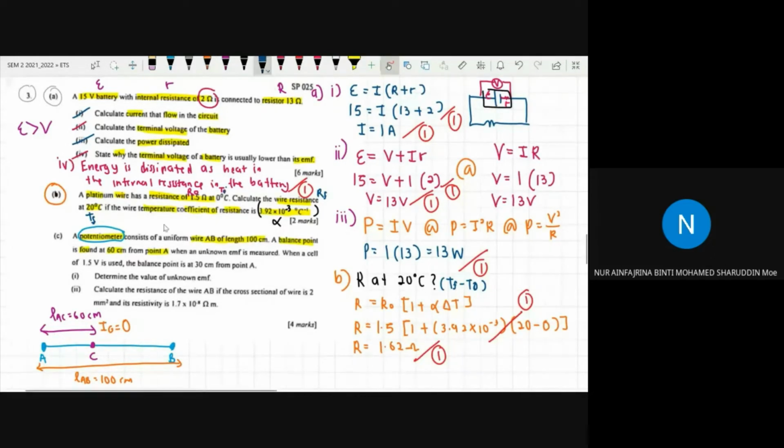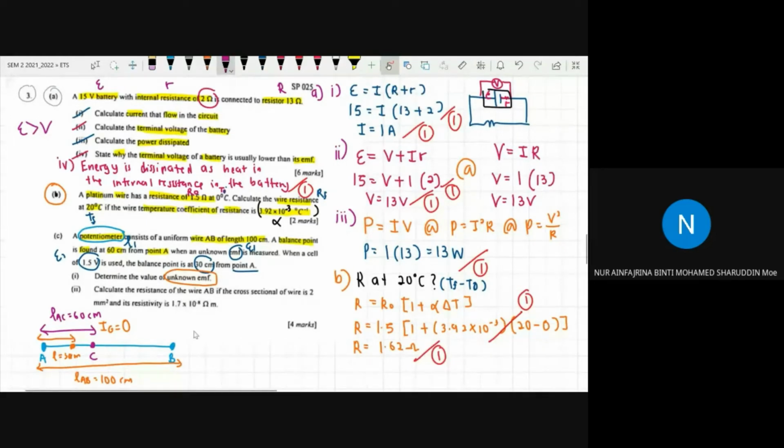Okay, so untuk kes ini kita tahu length AC, tapi kita tak tahu EMF dia. So Miss label ni sebagai length 1 dengan EMF 1, senang sikit. Lepas itu, when a cell of 1.5 volt is used, ni menjadikan dia EMF 2. Dia cakap balance point tu adalah 30 cm daripada point A. Dan dia minta kita cari the unknown EMF.